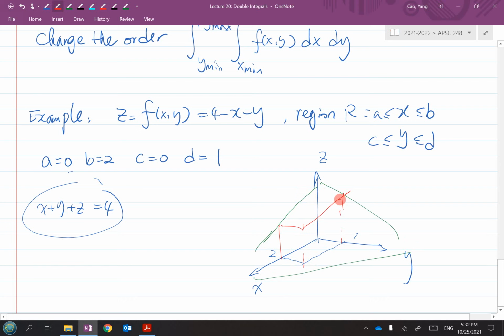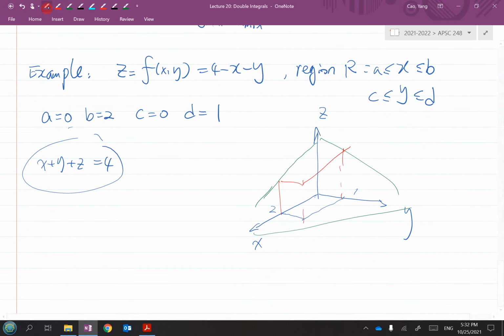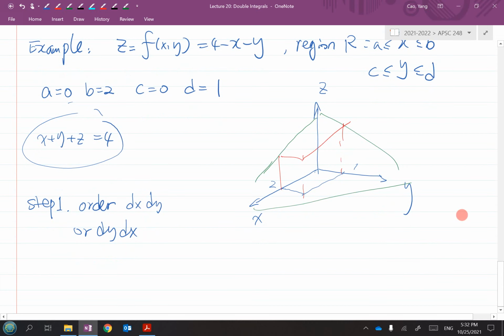All good? Yeah. So that's a very rough illustration. Then when we do the integrals, step 1 is order. Order basically means, what are you going to do? Are you going to do dx, dy, or are you going to do dy, dx? So which integration do you want to integrate first? Usually it doesn't really matter, but sometimes it does matter.